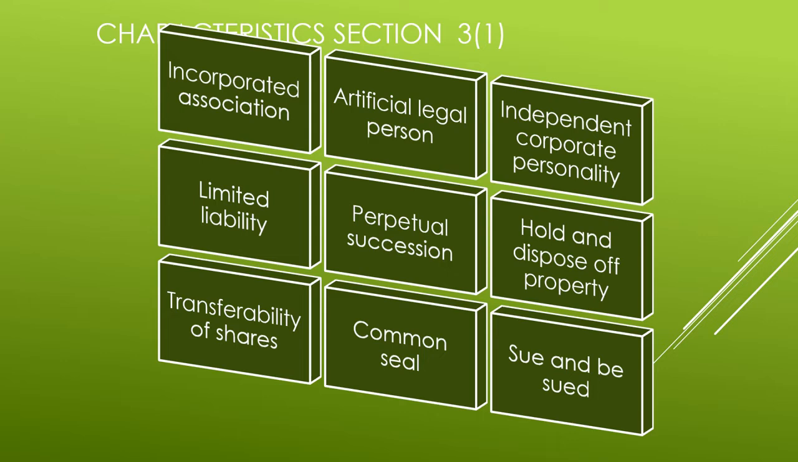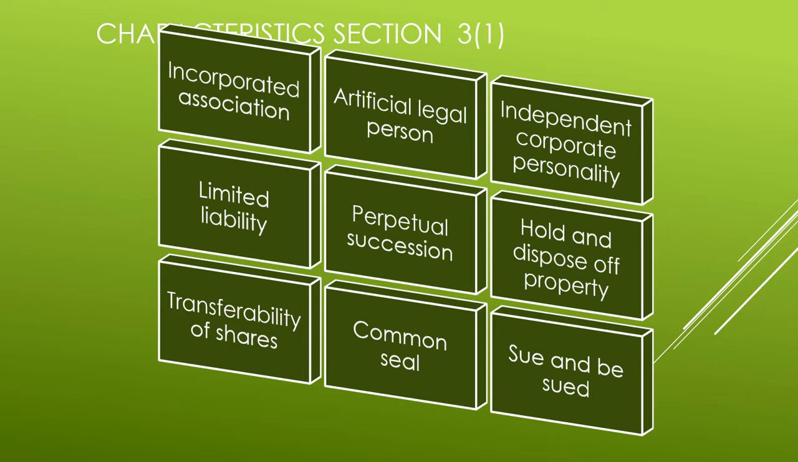A company is an incorporated association. It is a group of people coming together and registering themselves. As we all know, registered companies are the most popular form of companies, and therefore a company is basically people coming together. But when those people register themselves as a company, then the company comes into existence. So registration is compulsory in order to form a company.